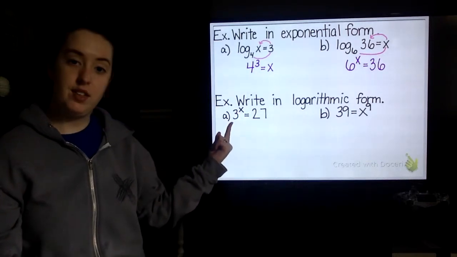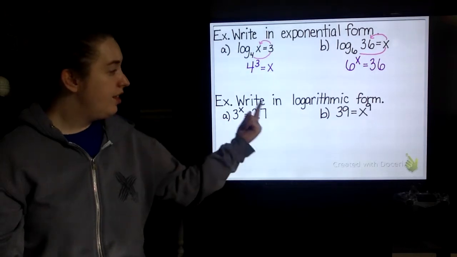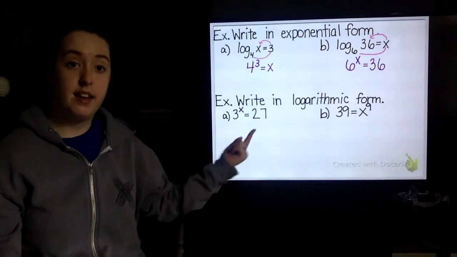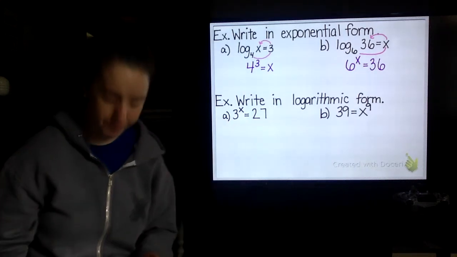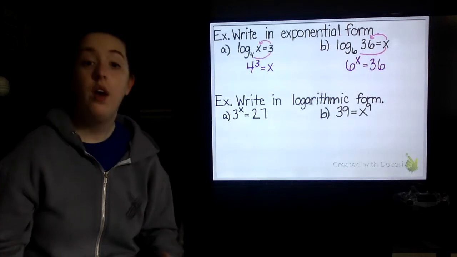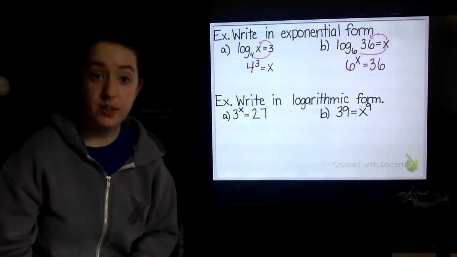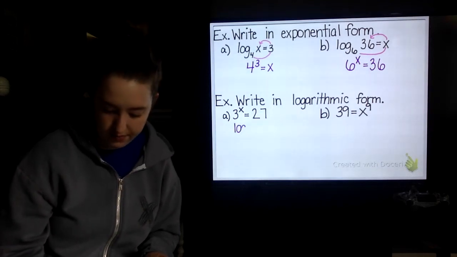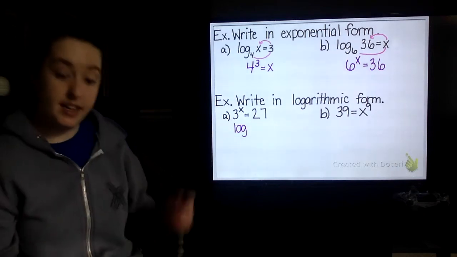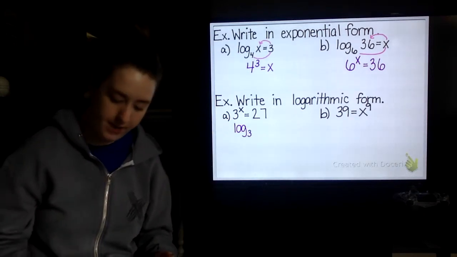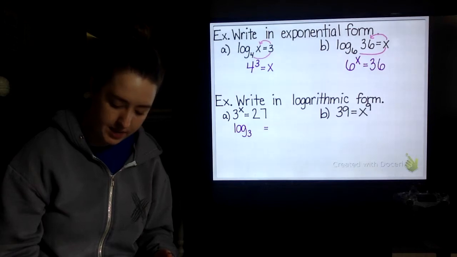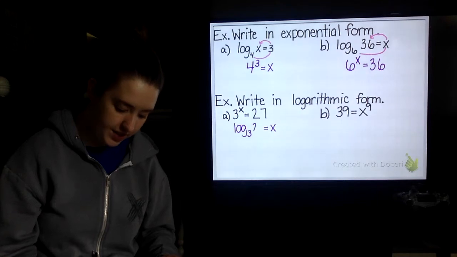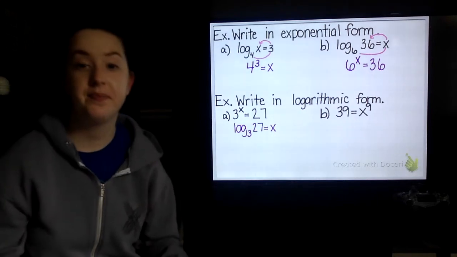And then whatever this one is, it's the base. The number that we're equal to is the one that's floating around in the middle, inside of my log. So for 3 to the x power equals 27, I'm going to have log. The base of this one is 3, so I'm going to have log base 3. At the very end, I want that to be equal to x because that's my exponent. And then my 27 is just going to go right there.